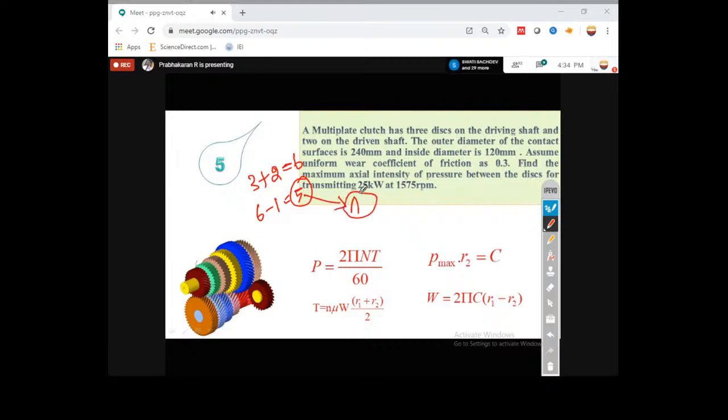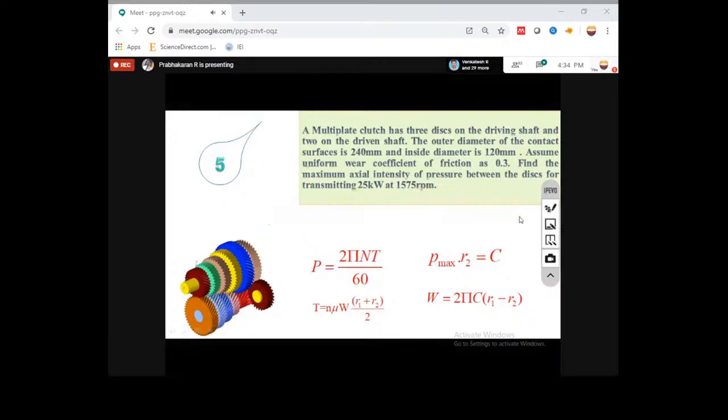Whenever you substitute n, you should substitute the proper value. Okay, sorry. So 3 plus 2 is 5, then 5 minus 1, this is for the 4. So whenever you substitute n, meaning the number of pairs of contact surfaces, you should substitute n as 4. Okay, so this is the simplest thing I want to share with you all.